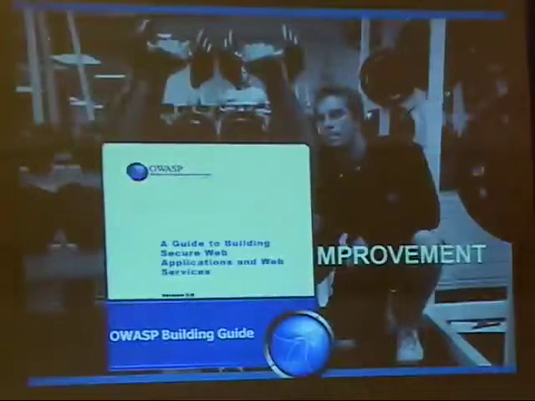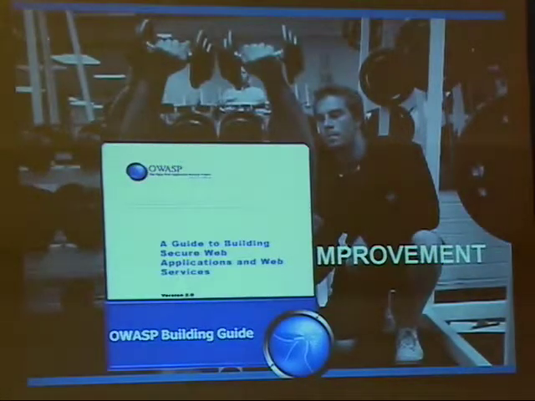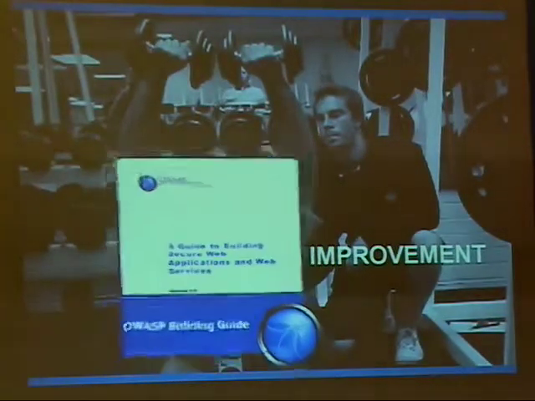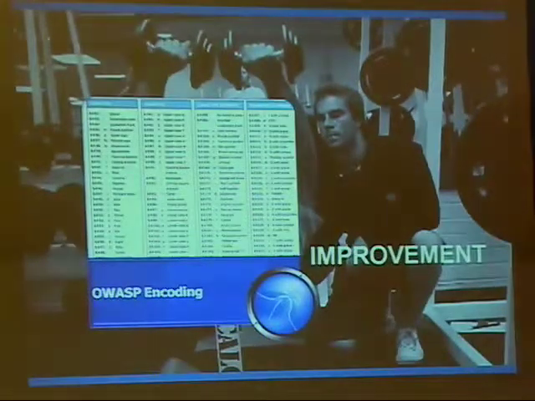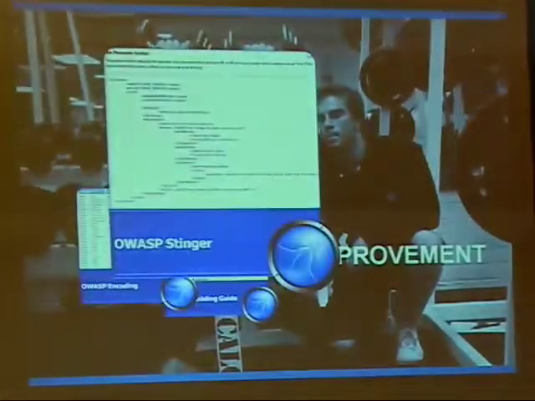Okay, improvement. So Joe improves the environment. He has a building guide. He gets it out to his developers. It's kind of a nice little book that talks about flaws, common issues, how to avoid them. It also speaks as to why things are the way they are. The OWASP encoding project is unique. I'm seeing more and more double encoding sort of injections that people should be aware of. So the encoding project simply is a way to quickly test for that.